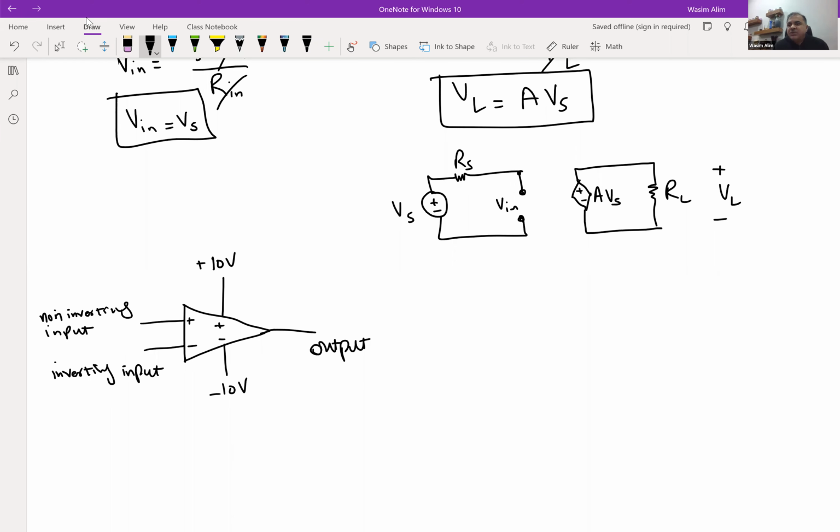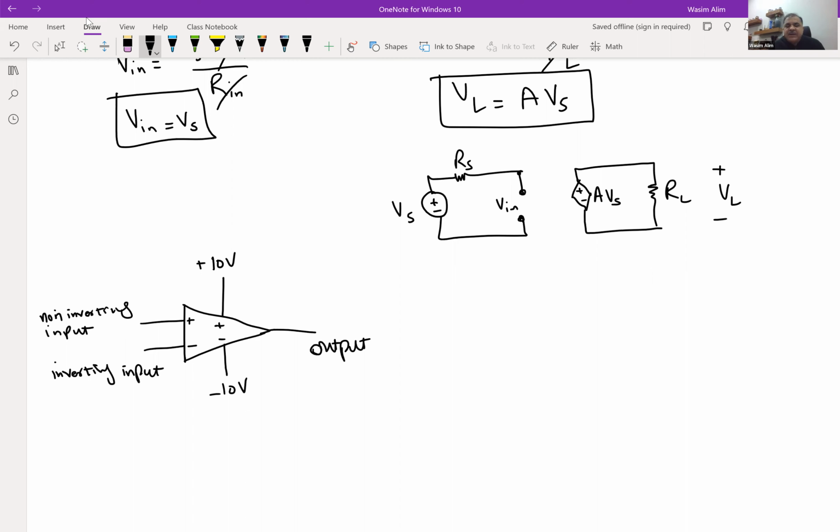So it's going to be minus 25. So it will basically amplify the signal, but it will be at a phase difference of 180 degrees. So it's going to be opposite polarity. Okay. So that's one thing to consider.